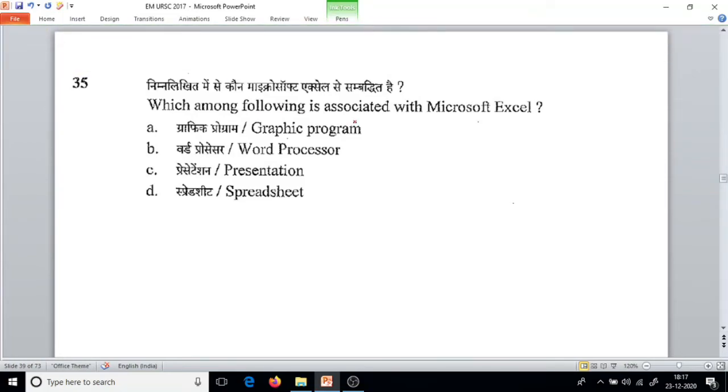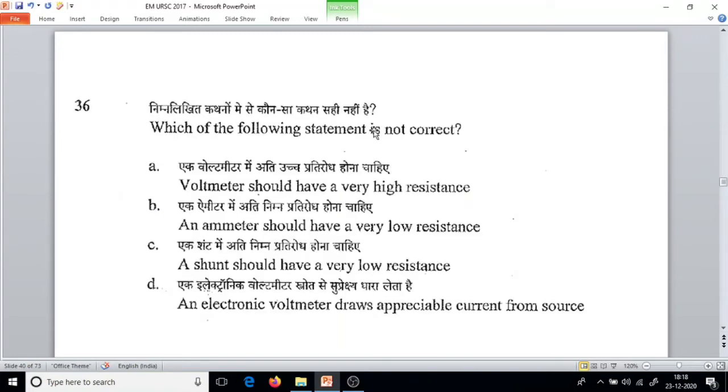Which among following is associated with Microsoft Excel? Microsoft Excel, the answer is option D, spreadsheet. PPT, presentation, is the PowerPoint. Microsoft PowerPoint is presentation related. Word processing is Microsoft Word. Graphical program can be any CAD drawing or paint, something like that. Question number 36.